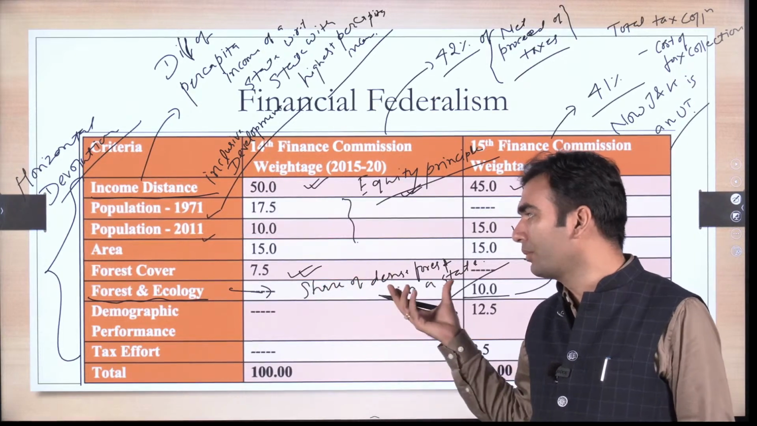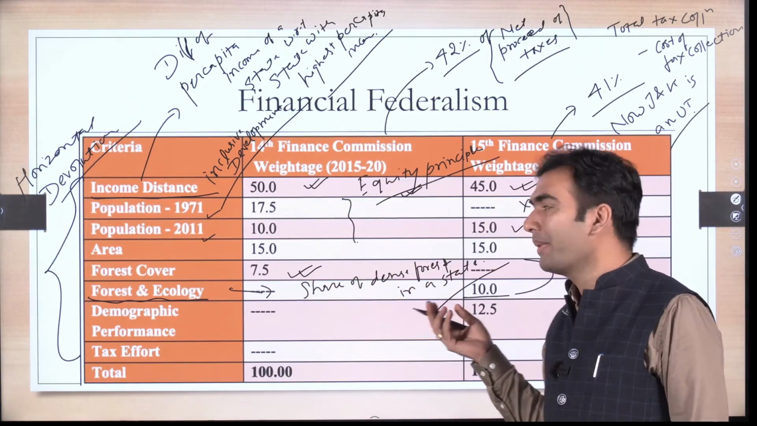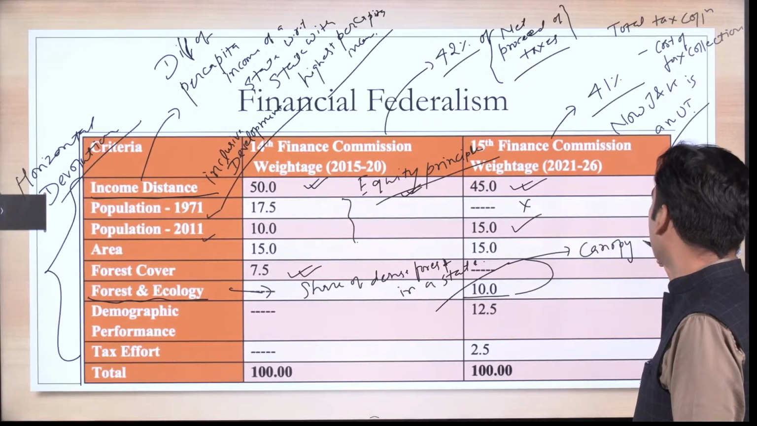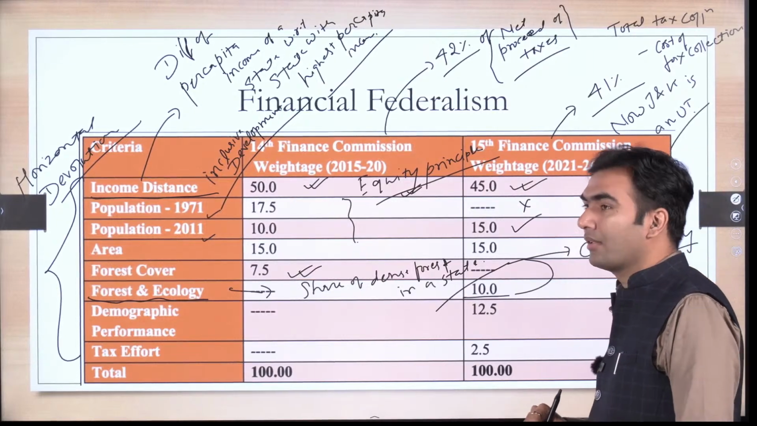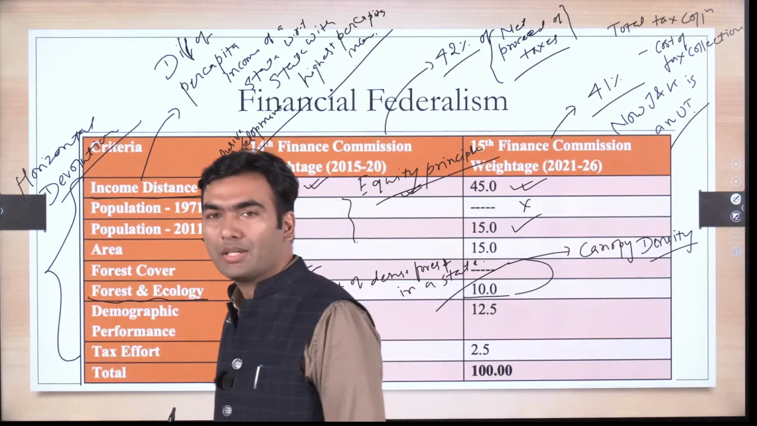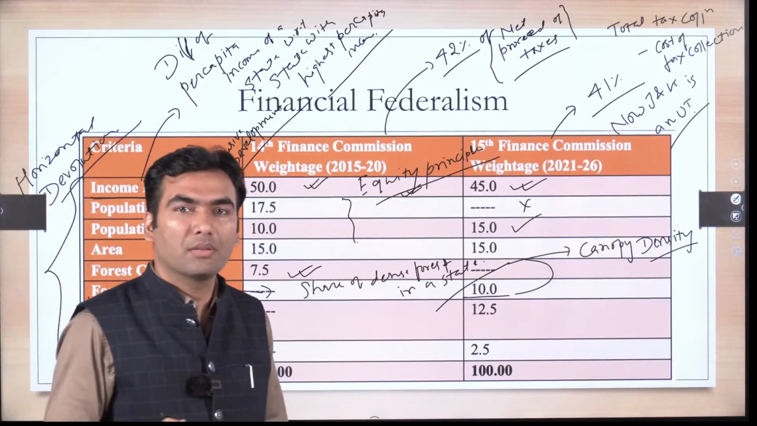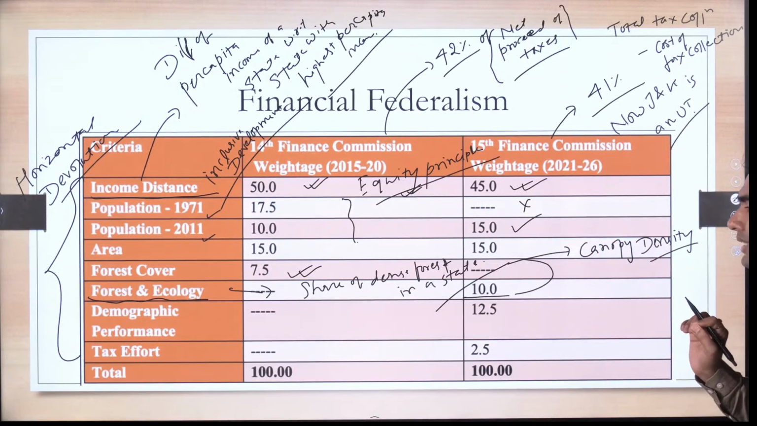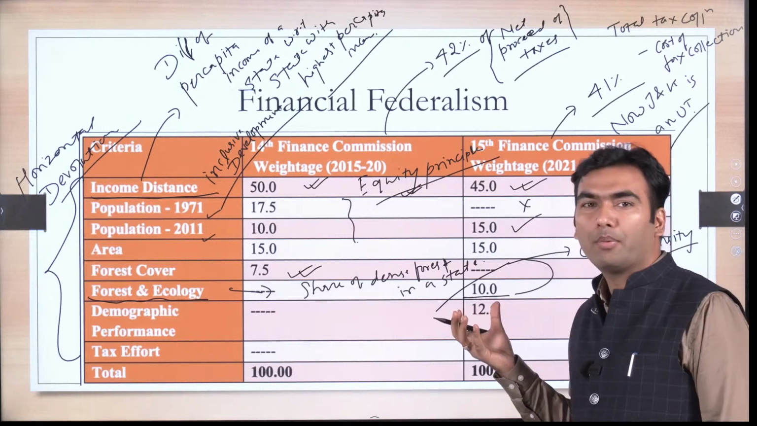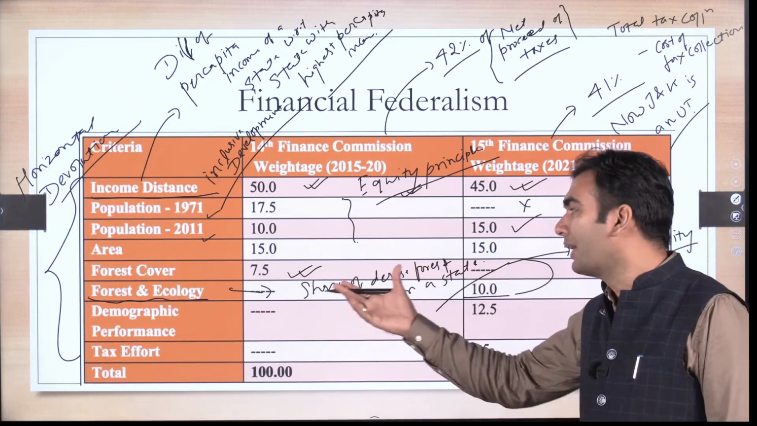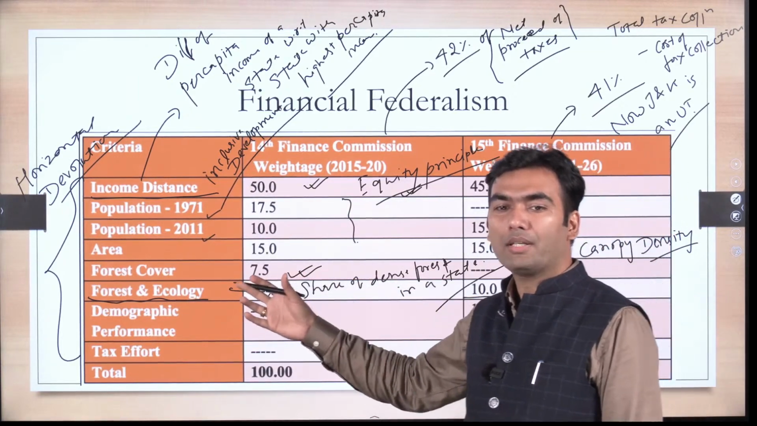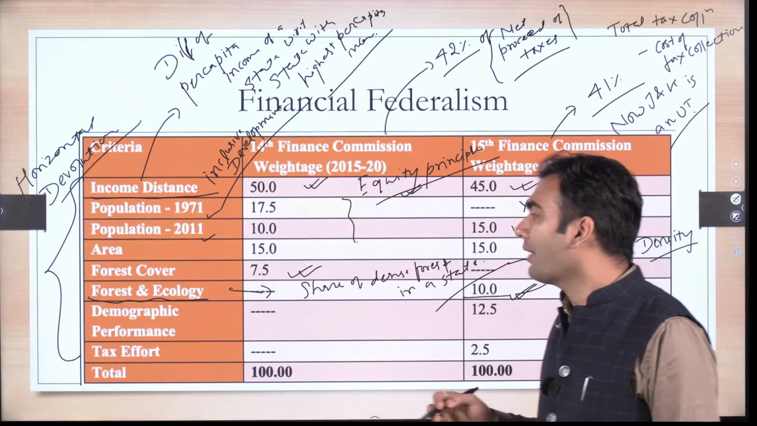We do the classification of dense forest on the basis of canopy density. When canopy density is more than 70%, we call it a dense forest. When canopy density is less than 10%, we do not call it a forest. Minimum 10% canopy density is required. So now this is saying that it is not only important that we have forest, we have to have dense forest as well. So now the weightage is only for dense forest, and the name has been given as forest and ecology.